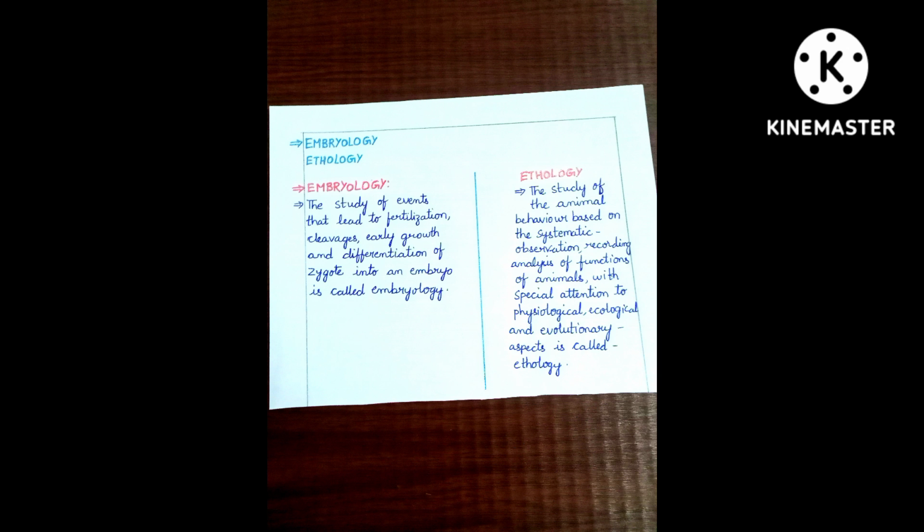Here, in the study of animal behavior, we observe based on systematic observation. Systematic observation typically involves specification of the exact actions, and recording and analysis of functions of animals. What the animal is doing is observed with special attention to physiological aspects, which deal with the normal functions of living organisms and their parts, and ecological aspects, which concern the relation of living organisms to one another and to their physical surroundings. Evolutionary aspects means the study of the history of life forms on earth. This is called ethology.